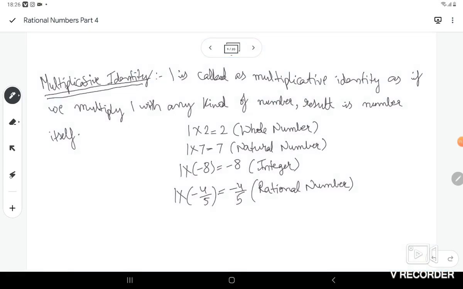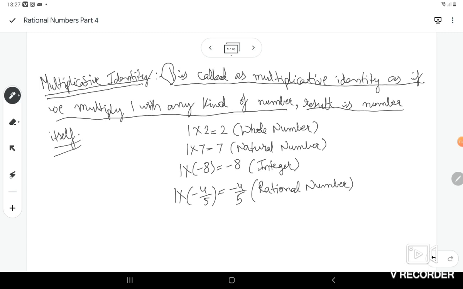Now there is another identity that is called the multiplicative identity. The multiplicative identity is 1. Let's see how it is the multiplicative identity. 1 is called the multiplicative identity because if we multiply 1 with any number, the result is the number itself. Like we have seen in the additive identity, if we add 0 to any number, the number itself comes out as the result. Let us consider some examples and see it more clearly.